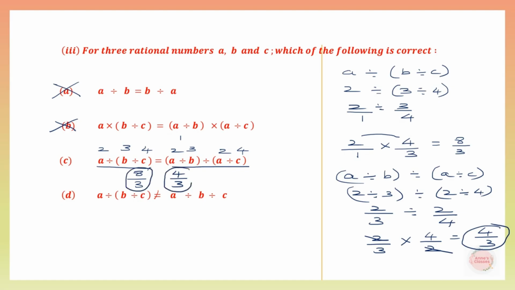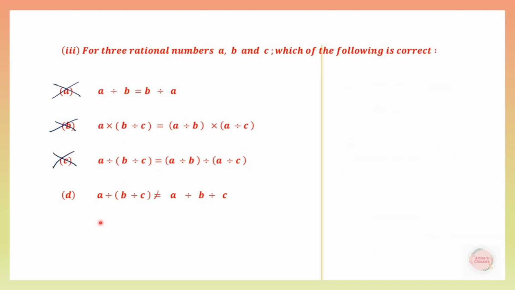On the right, we have 4 by 3. They are not equal to each other. That means this option is also not correct. So it's understood that since there's only one option left, that is the correct answer. But let's work this out also and see. Here it says the left hand side is not equal to the right hand side.